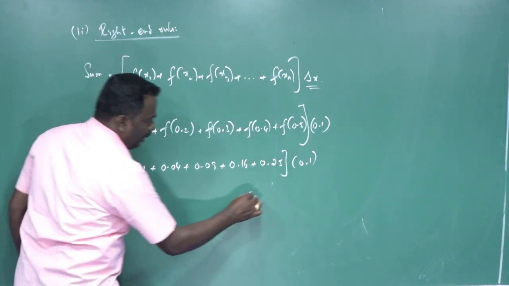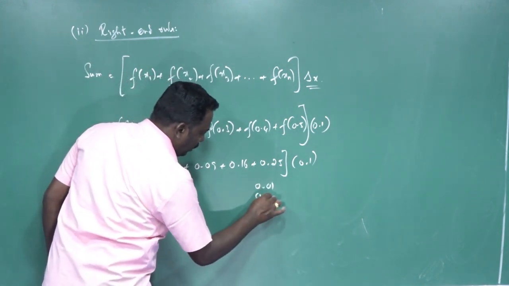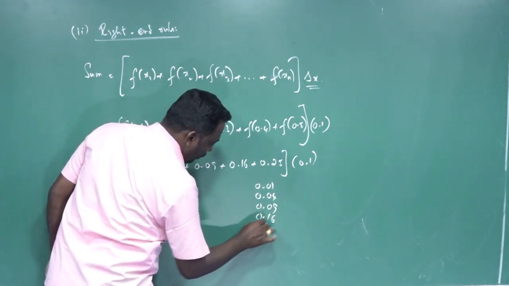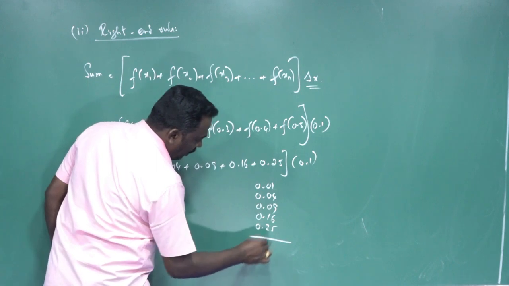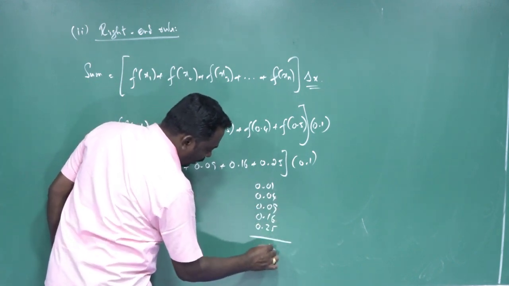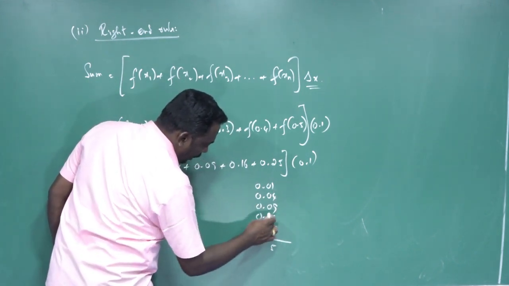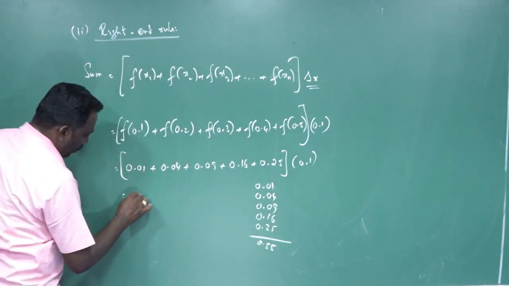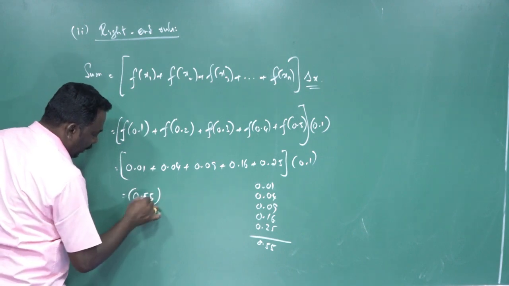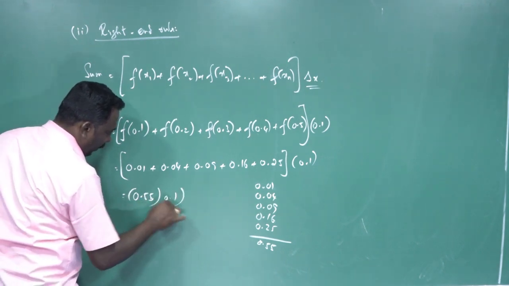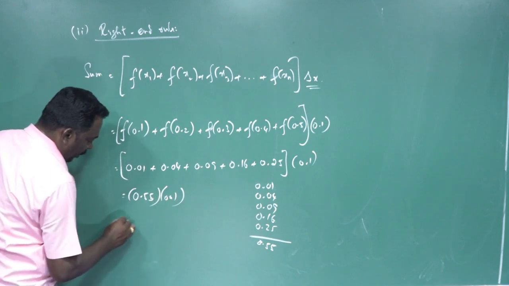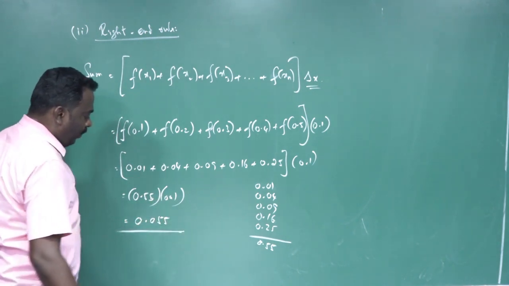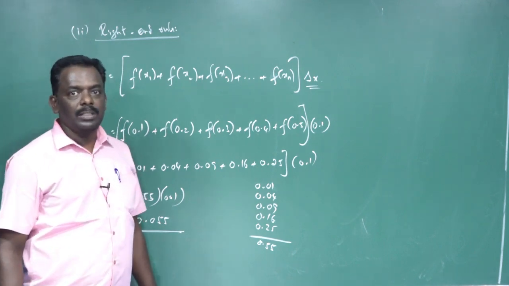Now sum the values: 0.01, 0.04, 0.09, 0.16, 0.25. The sum is 0.55. Therefore the summation equals 0.55 into 0.1, and the multiplied term is equal to 0.055, and this is the value of the right hand rule by applying the Riemann integral.